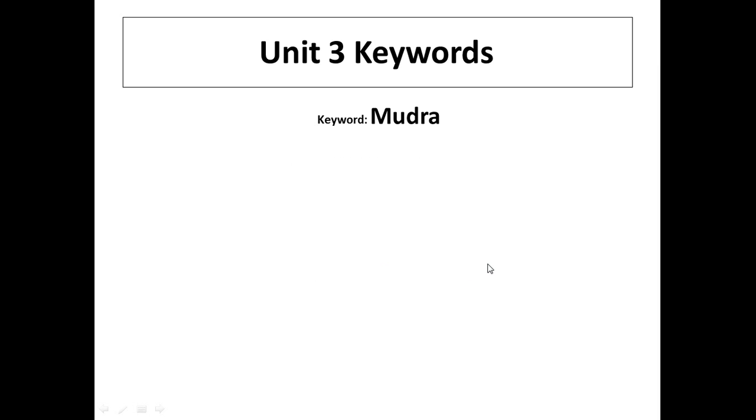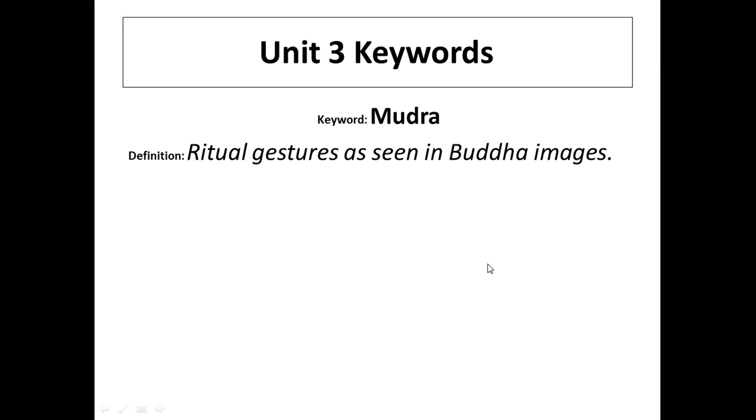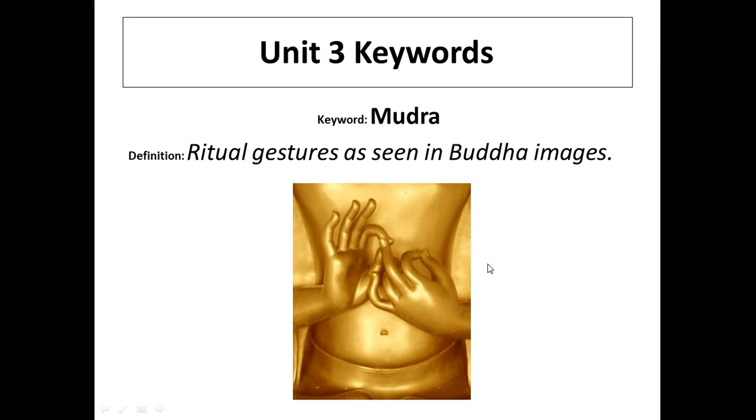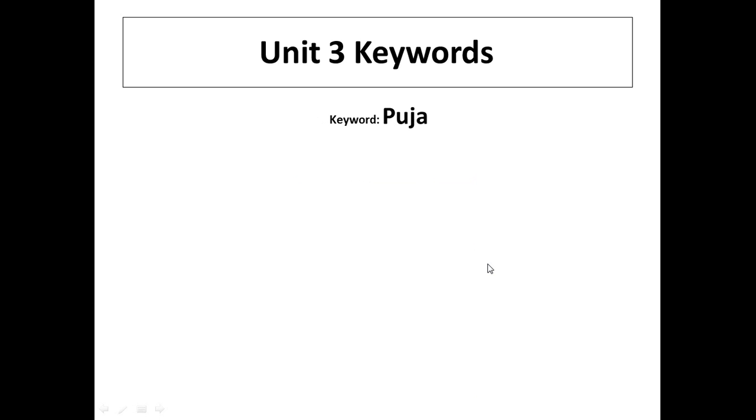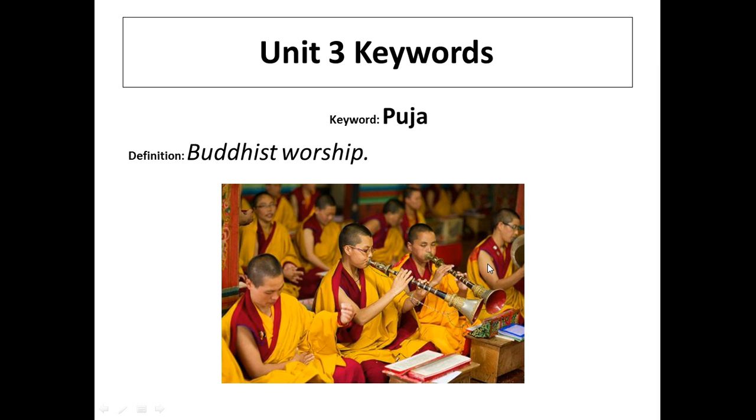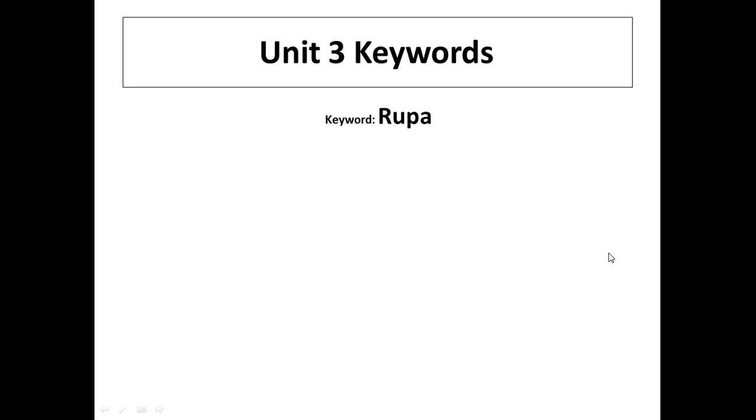Mudra. What is a mudra? It is ritual gestures as seen in Buddha images. That is the exam's definition, and there is an example of a mudra. So it's gestures with your hands which you perform, which have symbolic meanings. Puja. What is a puja? It is Buddhist worship. Here is an example of Buddhists engaging in a form of Buddhist worship.